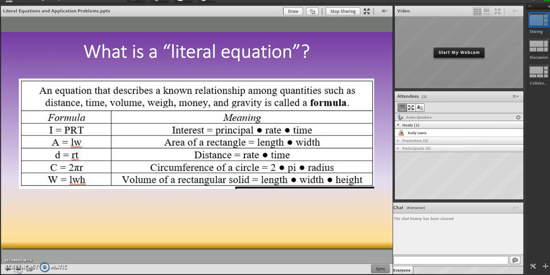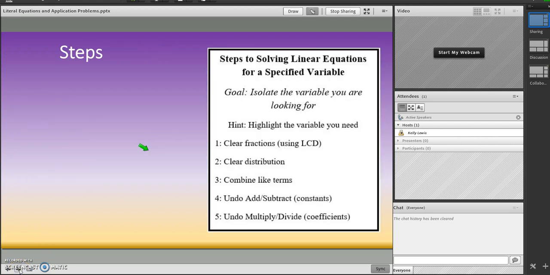Alright, a literal equation is an equation with only variables. I have put some examples here. I do not expect you to memorize these or have them written down somewhere and use them. I'm just showing you some examples and kind of what they mean. They're basically formulas. And so in a literal equation, you're solving for a specific variable and there's no really other numbers. There might be like one or two, like a coefficient, but there's other variables.